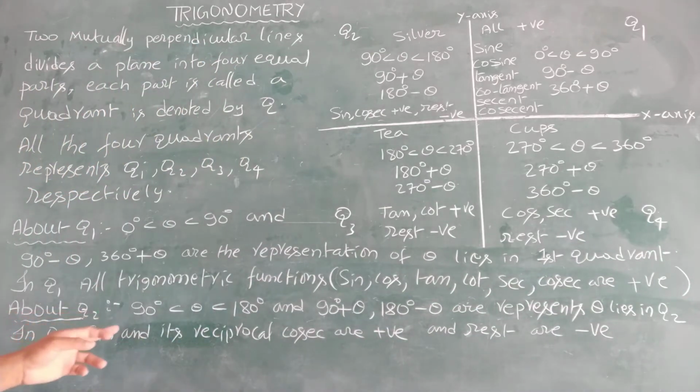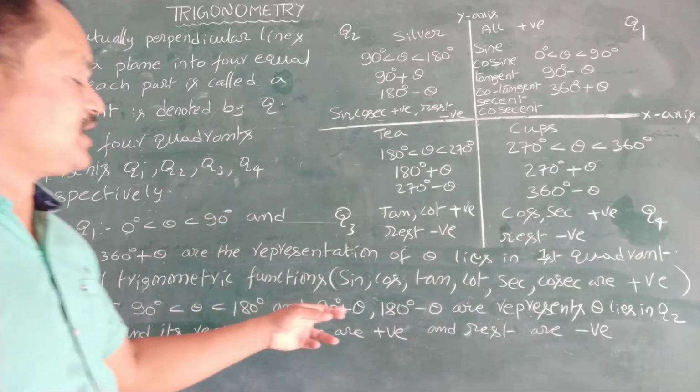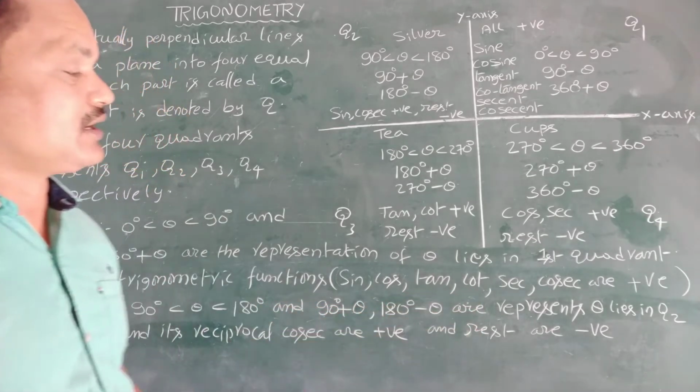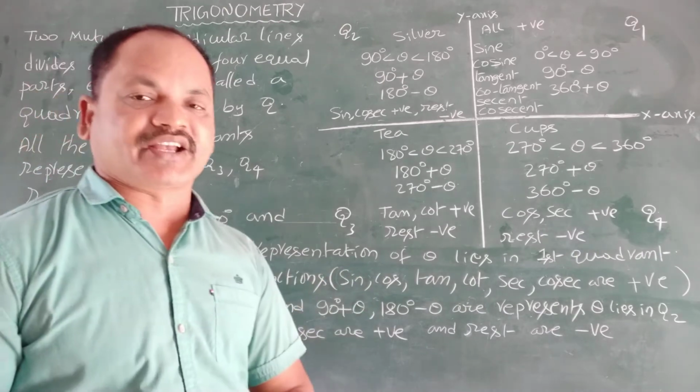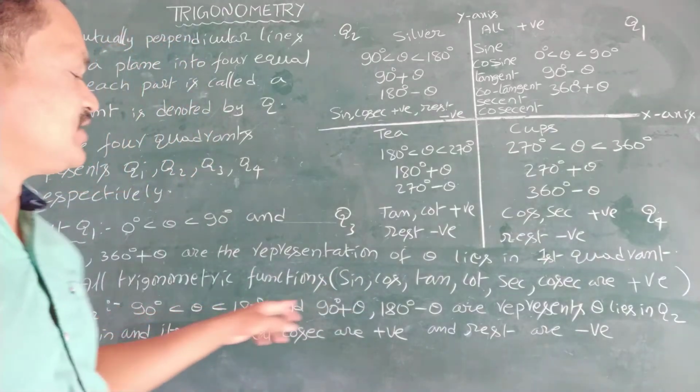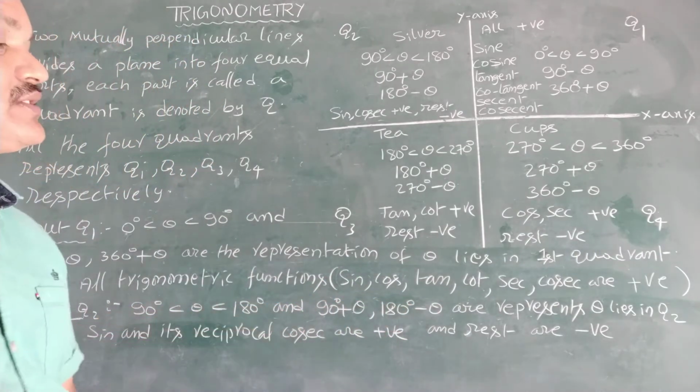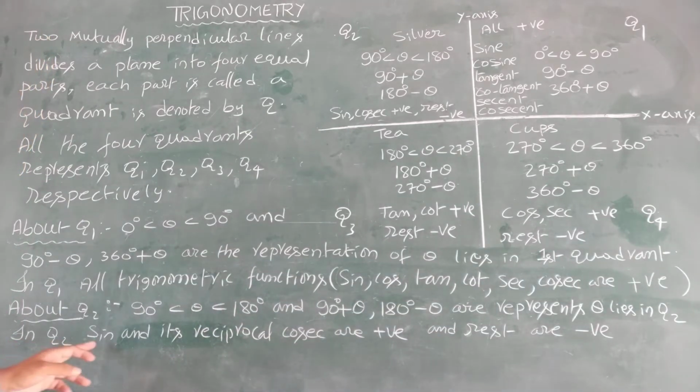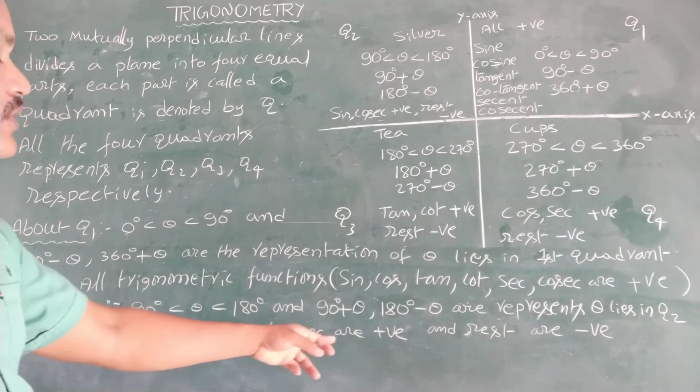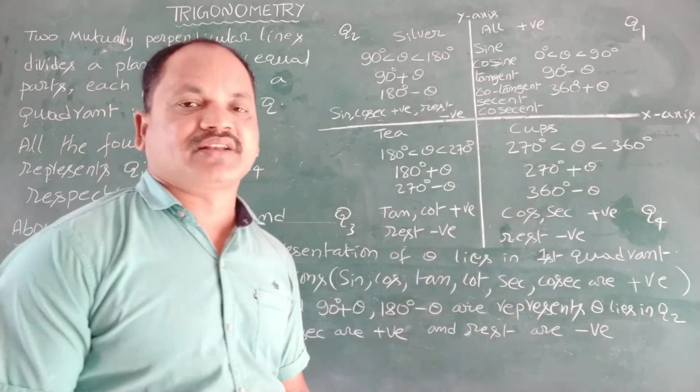Now about Q2. In Q2, the premises are 90 less than theta less than 180, and 90 plus theta, 180 minus theta represent theta lying in the second quadrant. These are the identifications of theta lying in the second quadrant. That's why in the second quadrant, sine and its reciprocal cosecant are positive, rest of the functions are negative.